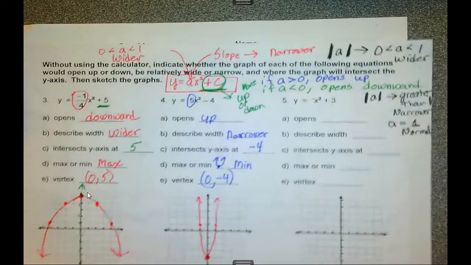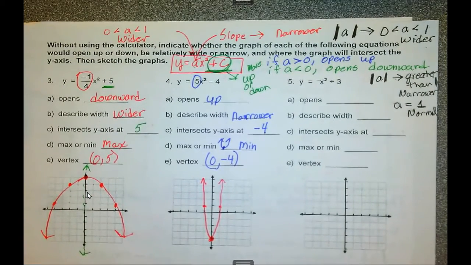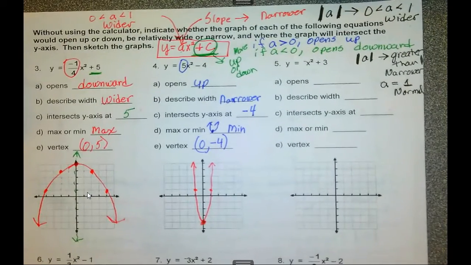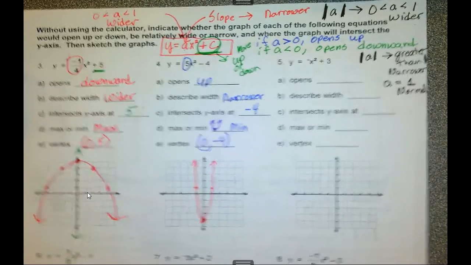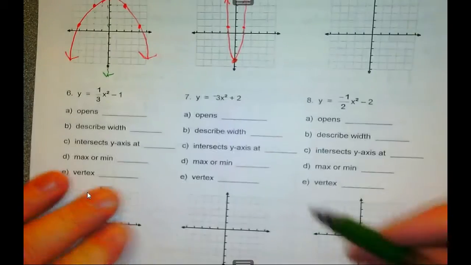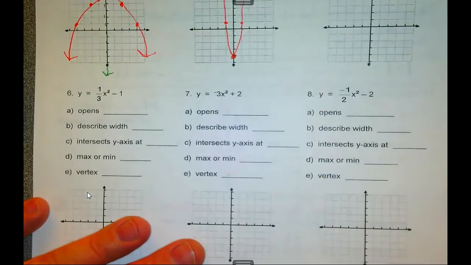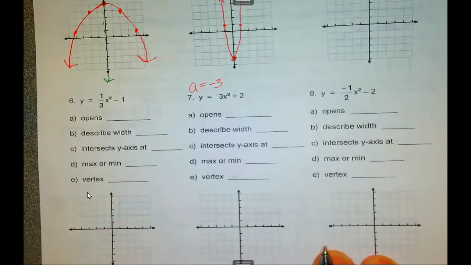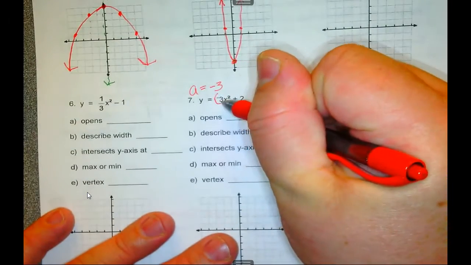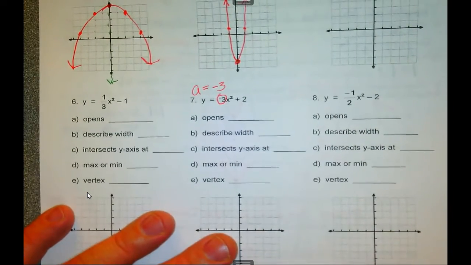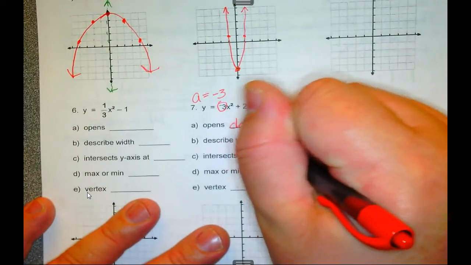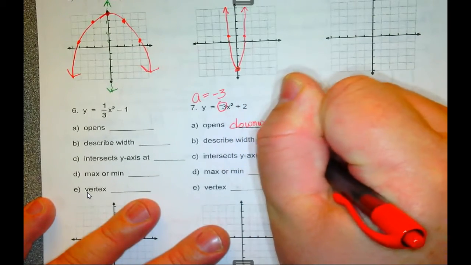Okay, and you learned all that when you did this whole page, right? Let's do number 7, just in case you skipped one. What's my a here? That's right, -3. How'd you know? Because it's the coefficient of x squared. Okay, if my a is negative, what happens to my parabola? Which way is it open? Downward.